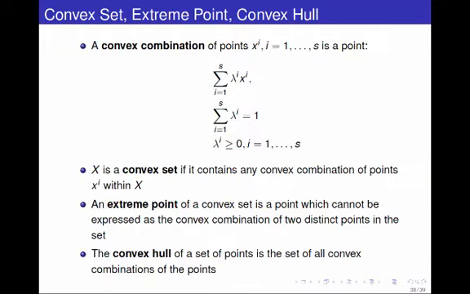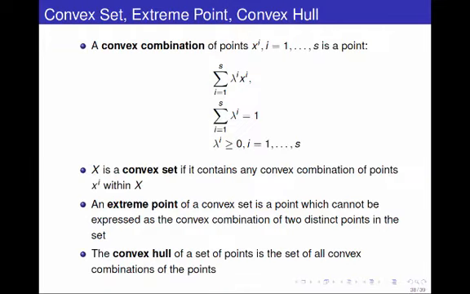Standard definitions for convexity: given a set of points x1 through xi, a convex combination is anything that can be obtained as a weighted sum of these points, with coefficients that sum up to one and are non-negative. A convex set is a set that contains all of its convex combinations. So obviously, a set like this is not convex, because here are two points in the set, and we can find one in between, which is a convex combination, and it doesn't land in the set. An extreme point is one that you cannot express as a convex combination of any two other points in the set.